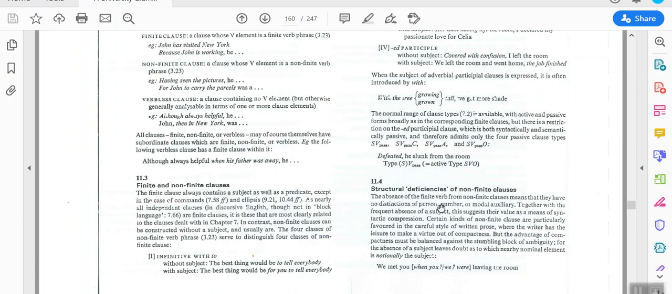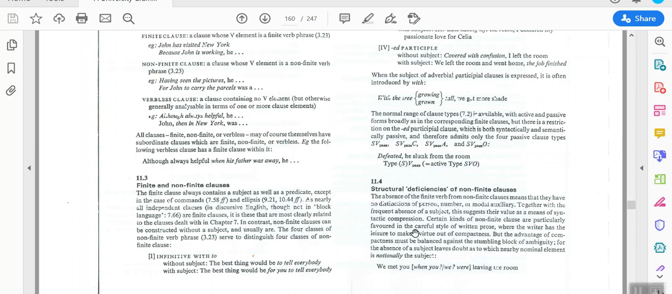The absence of the finite verb from non-finite clauses means that they have no distinctions of person, number, or modal auxiliaries. Of course, when we have, for example, "He is playing football," this is a finite clause. We have a distinction: we have "he," which is singular, so that's why we have "is" here. Person is the same thing. But with an -ing clause, a to-infinitive, or a verbless clause, we don't have this. So there is no distinction of person, number, or modal auxiliaries.